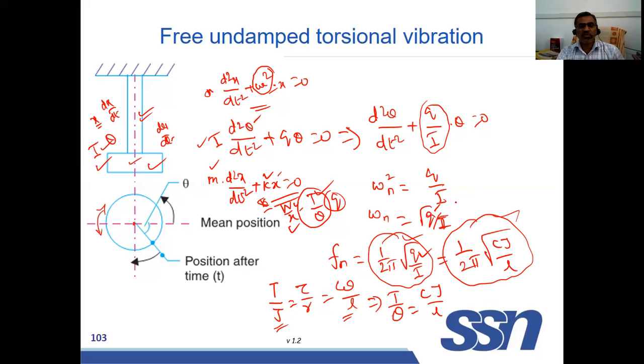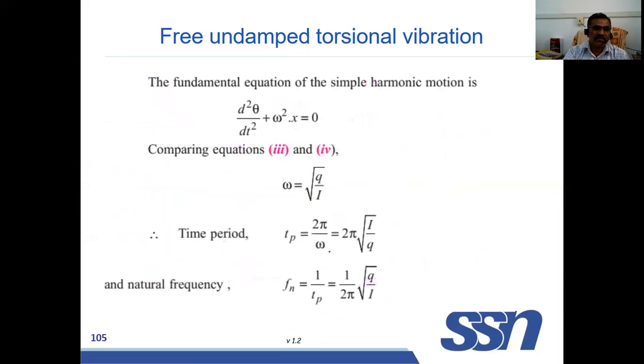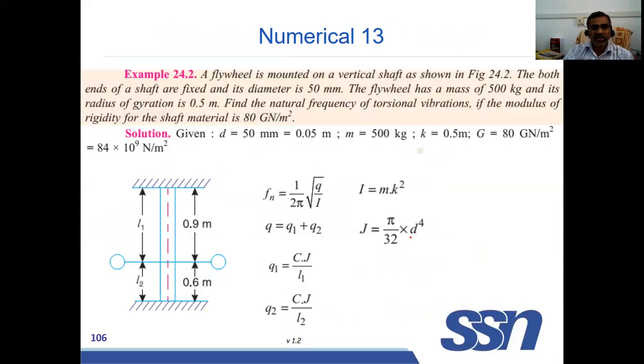By using this, you will be able to find the natural frequency of an undamped torsional vibration. So this is the torsion equation, and from this you will be able to find the natural frequency. Now, we are going to see one problem. A similar problem we have seen for transverse vibration as well as linear vibration. The same problem we are going to discuss for torsional vibration also.